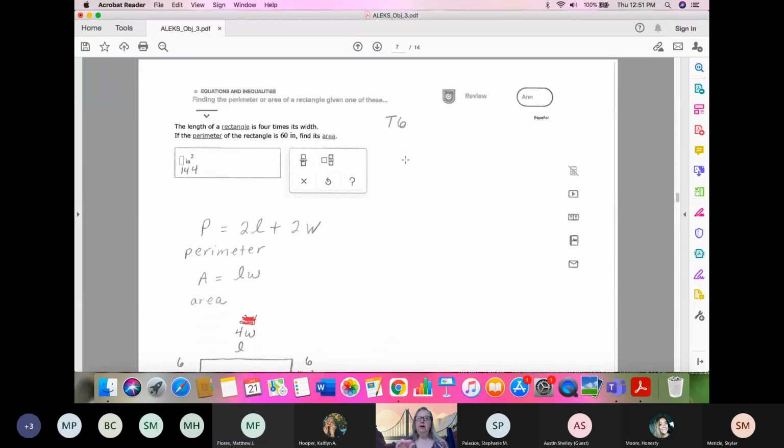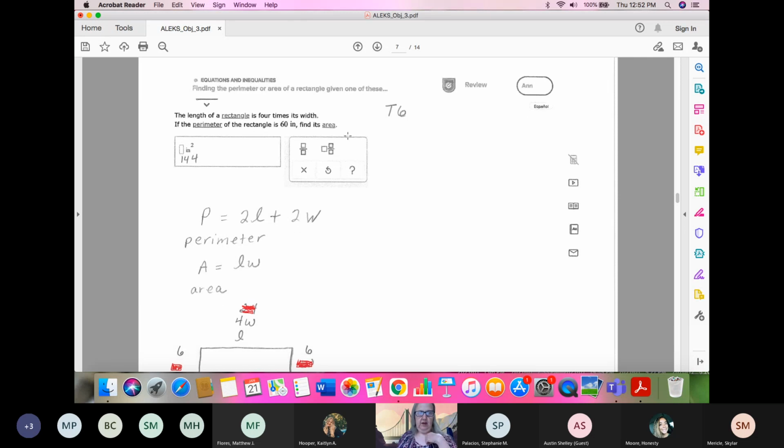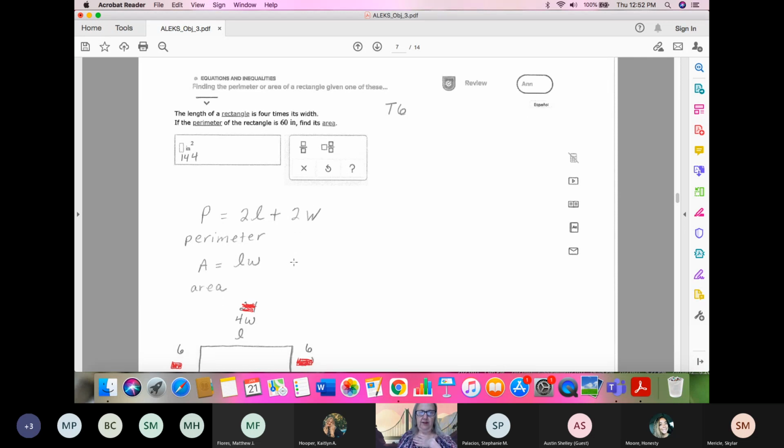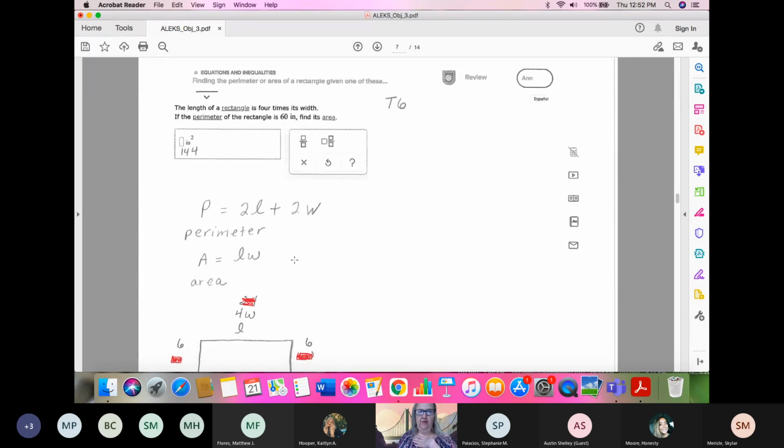And we're really going to go about it the same way: read each statement, see what we can do with that statement, and so forth. The length of a rectangle is 4 times its width. So in this case, the length is 4W. If the perimeter of the rectangle is 60 inches, find its area. So again, I wrote down the two formulas here, the perimeter and the area formula.